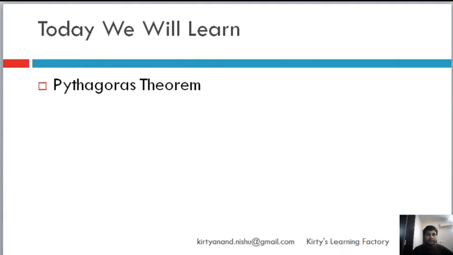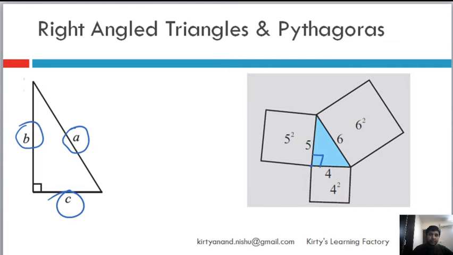Okay, and today we will learn the Pythagoras theorem. Much talked about, but it's very simple. Before the Pythagoras theorem, let me talk about the right angle triangle. This is right angle triangle ABC, right angled at B. So BC is the base, AB is the perpendicular, and AC is the hypotenuse.